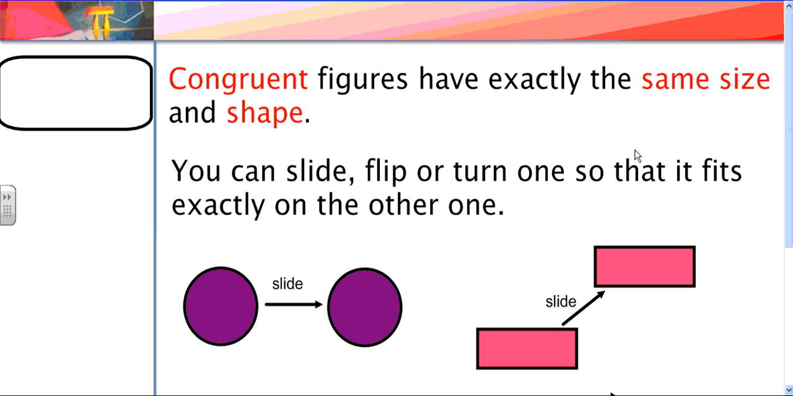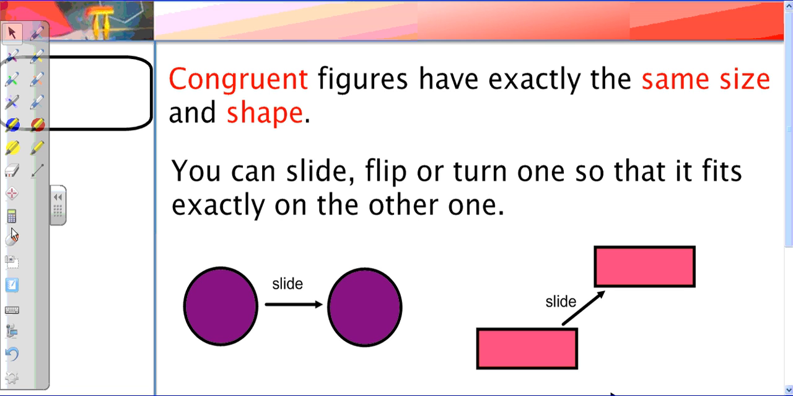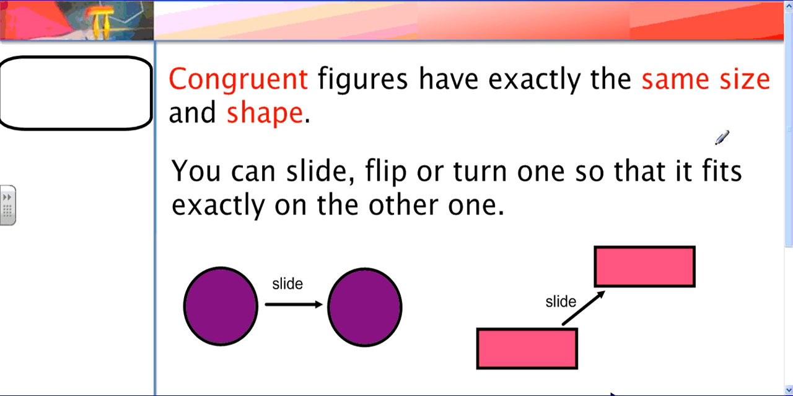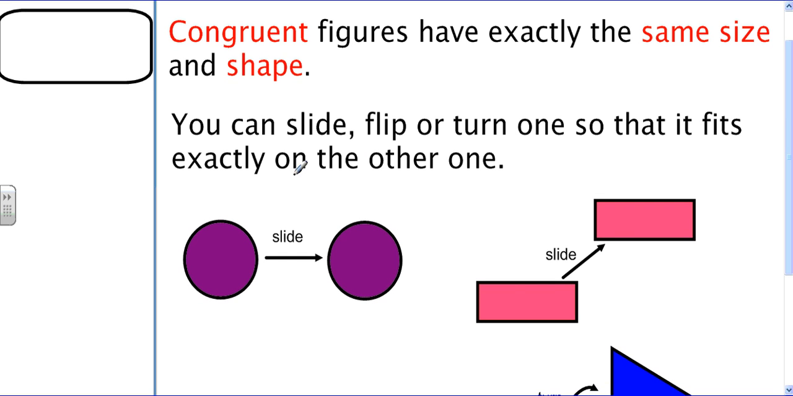When we talk about congruent figures, we know when we said we had congruent segments, they were the same lengths. Congruent angles were the same measures. But if we have actual figures, congruent figures have exactly the same size and exactly the same shape, right? So same size, same shape. So for example, one way to determine if 2 figures are congruent is to check to see if we can slide, flip, or turn one so that it fits exactly on top of another.